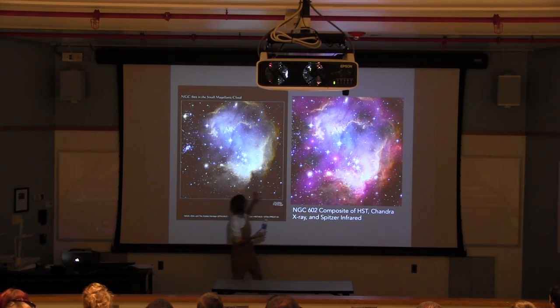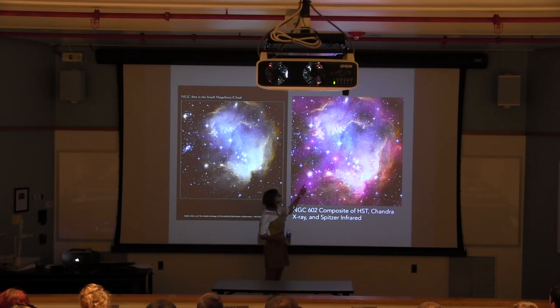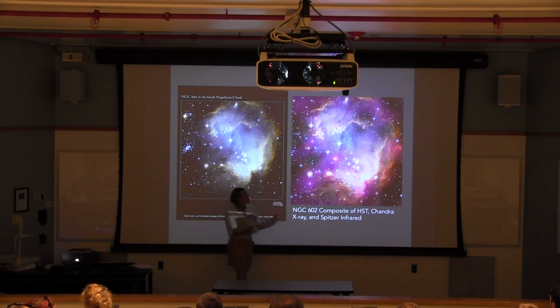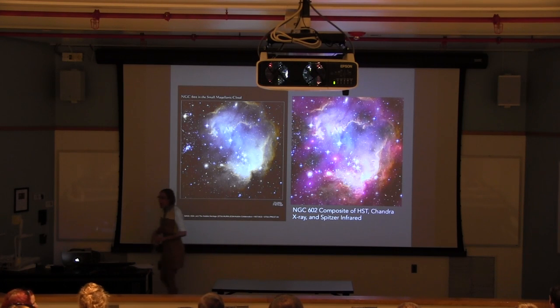And here, this is a composite that takes this image that you're looking at and adds to it the Chandra X-ray, which is in the purple, so these dots in purple, and then the Spitzer in the infrared, which is shown as red, so something like this on this side is in the red. So you see all the more information that gets added on as we extend broader and broader.